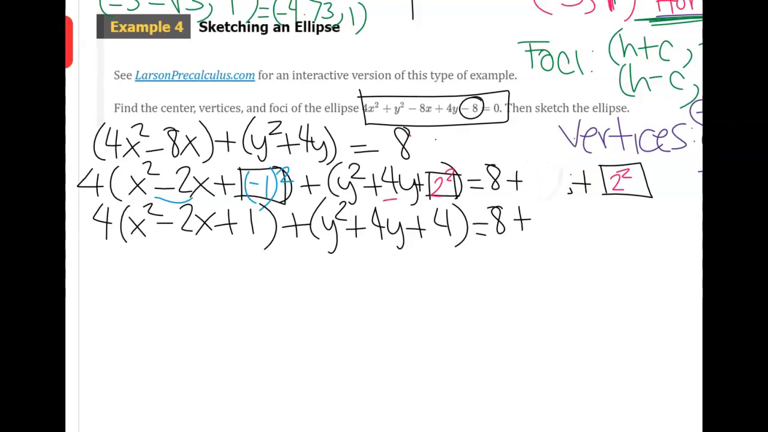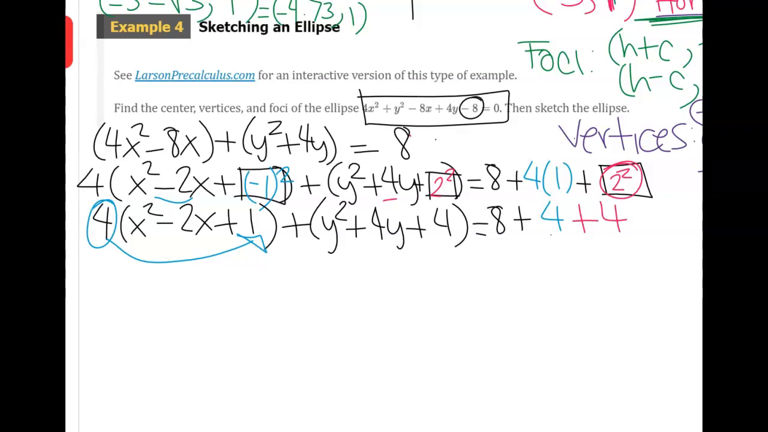We're not really adding that. We're adding 4 times 1. So we're adding 4 times that 1. So in reality, we're adding 4. And here we're adding another 4 because that is what 2 squared is. So instead of just adding 1, for that one it is 4.